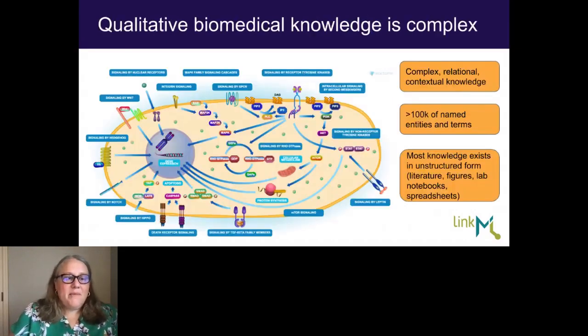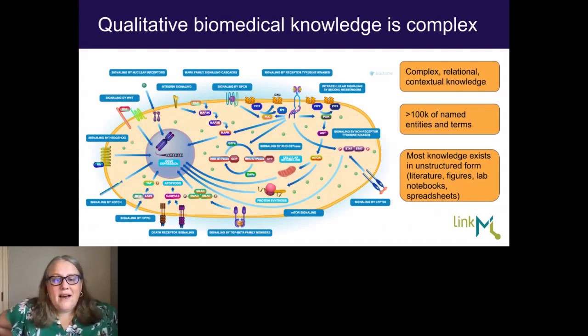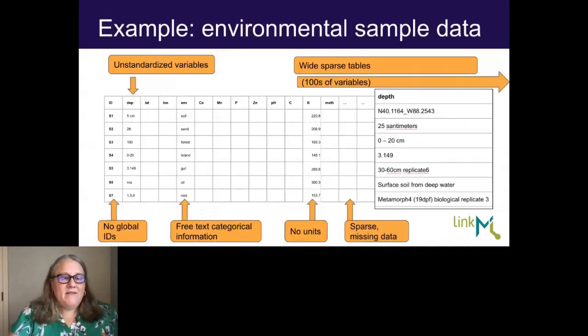But of course, quantitative biomedical knowledge and biological knowledge is really complex. It's not necessarily relational. There are a lot of connections and components that switch on and off, right? We have thousands of named entities and terms, hundreds of thousands actually. And most of our knowledge, just to be fair, is still in unstructured formats like literature, figures, lab notebooks, spreadsheets. And that can make it kind of difficult to interoperate with.